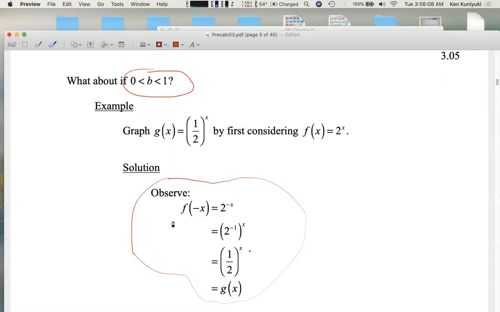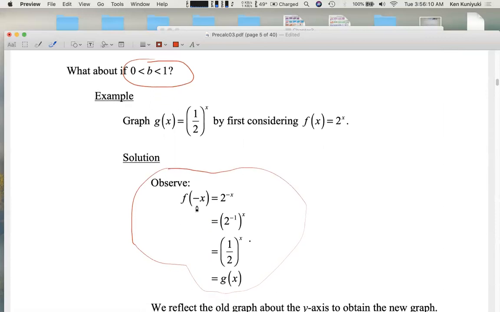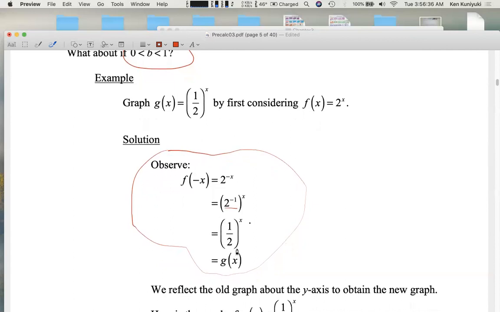All right, so observe, f of the opposite of x will be 2 to the opposite of x, and you can actually factor this exponent, and it looks like this. 2 to the negative 1, all to the x, is 2 to the negative 1x. We're reversing the rule that says that when you raise a power to an exponent, you multiply the exponents. But what is 2 to the negative 1? It's 1/2. 1/2 to the x is then g of x.